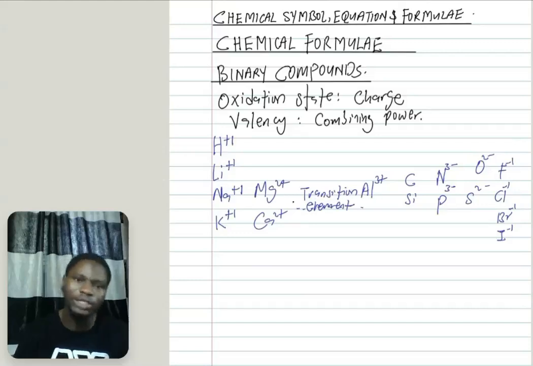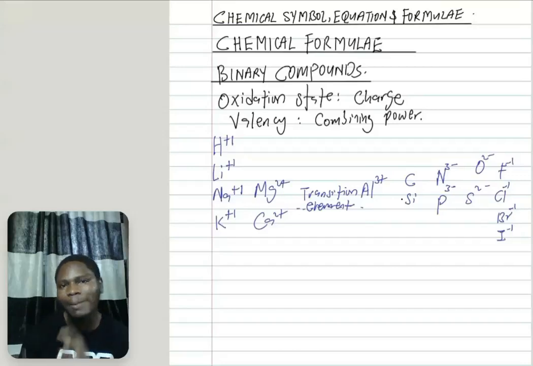Between group 2 and 3, we have what we call the transition elements. I did not include them because they usually have variable oxidation states. I'll talk about it later. These are group 3 elements. I just listed aluminium. Group 4, well, my main target is on ionic compounds, those compounds with charges, so it's very rare to see these there. So let me not include it. So these are group 5 elements, group 6 and group 7 elements.